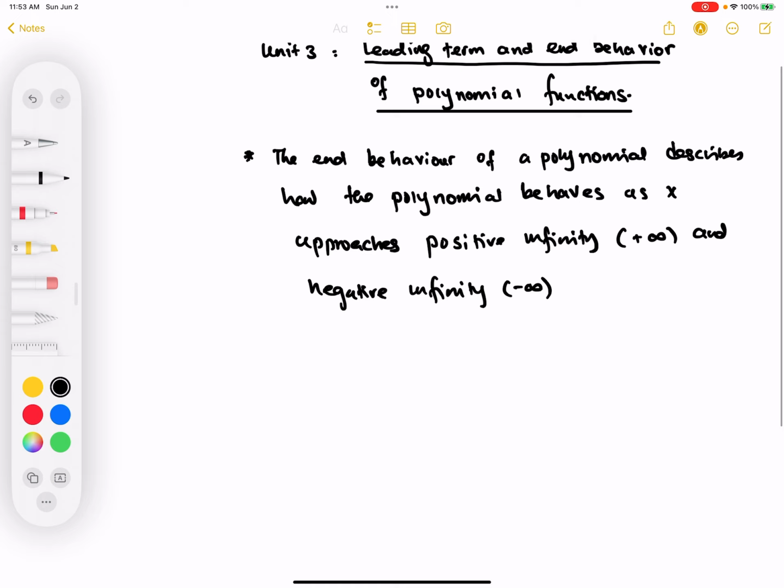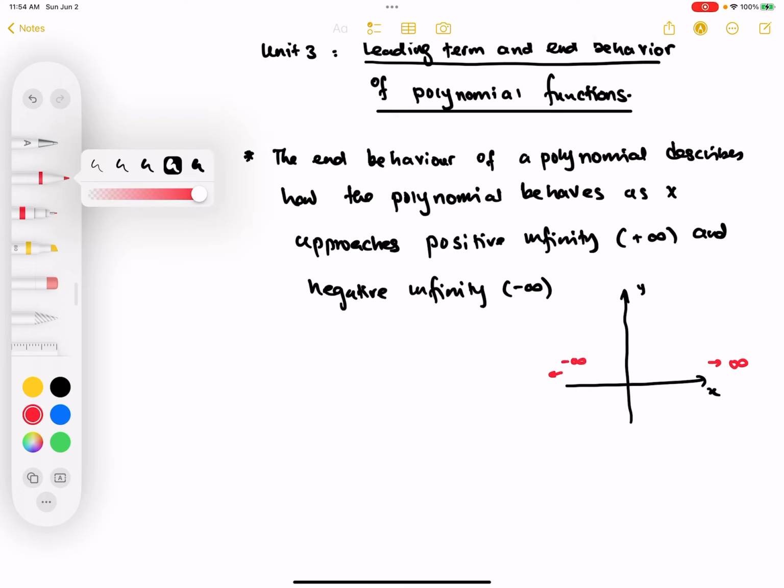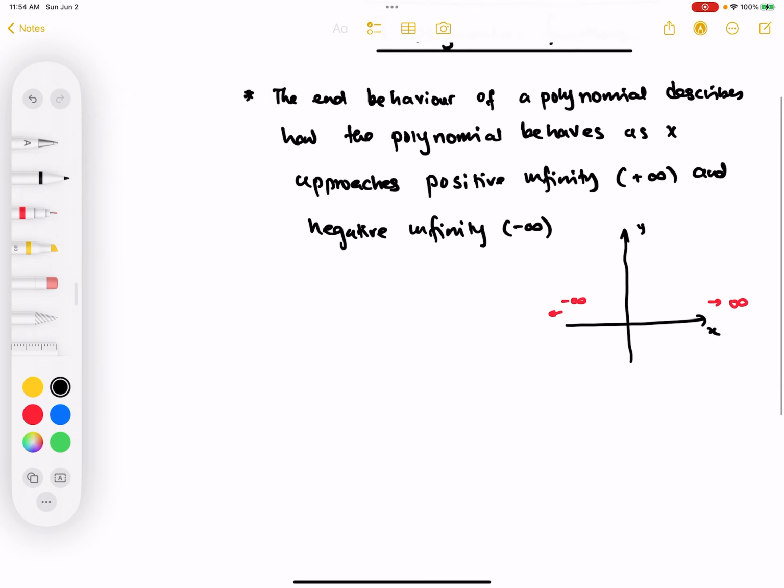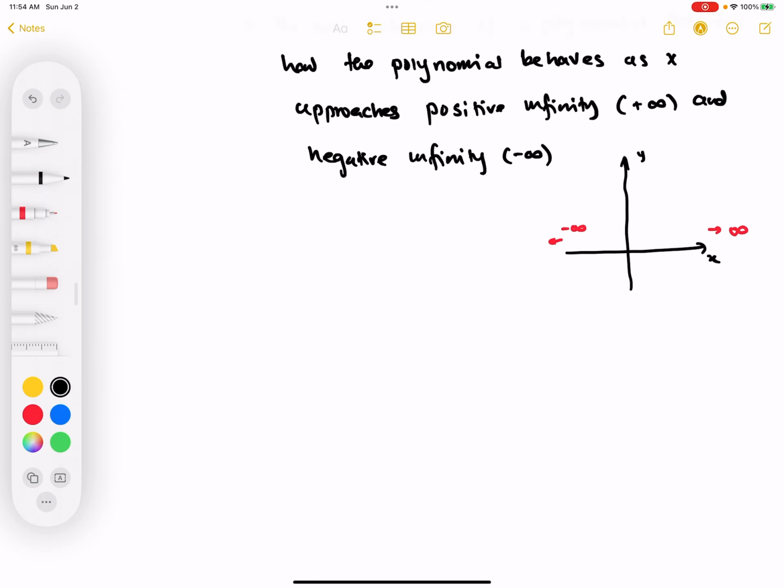For example, if you have a graph of a polynomial, let's say this is the x and this is the y, what will be the behavior of the graph when x goes to positive infinity or to negative infinity? In order to explain the end behavior of a polynomial function, I'll use some template functions. If you understand those template functions, then you can easily analyze higher degree polynomials. So let's see an example.